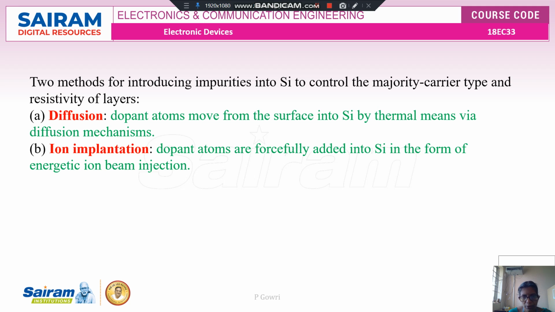So what is ion implantation? Ion implantation is another doping process. Here the dopants are forcefully added into the silicon in the form of high energetic ions.